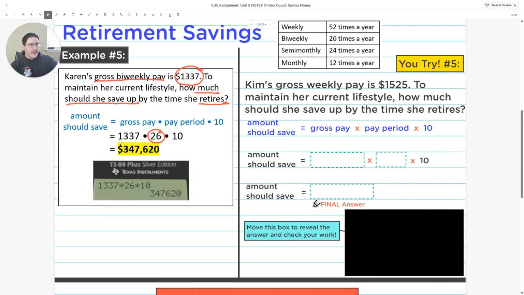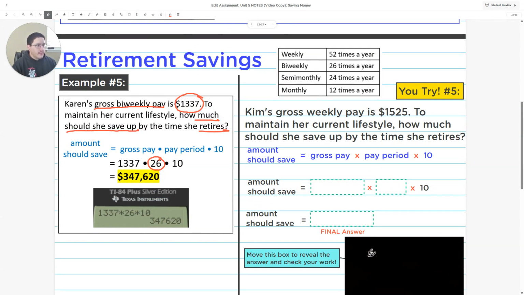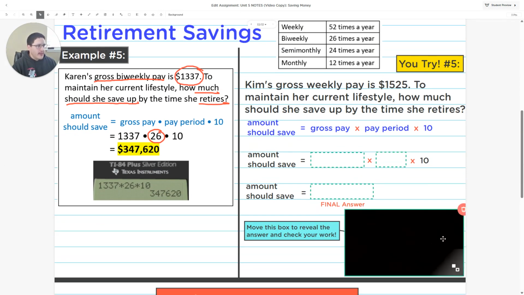But now that you've gone through example 5, go ahead and try this on your own. Go through the problem, see if you can figure it out. Again, if you're on ClassKick, move this box to see if you can follow along and see if your work is going correctly. I'm going to read the problem, and then after I read the problem, go ahead and pause the video and try this on your own.